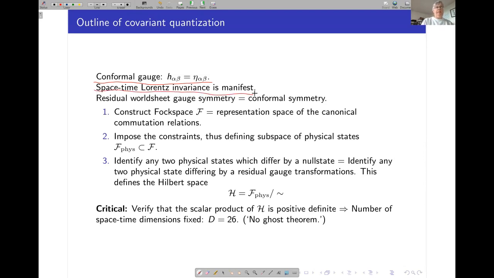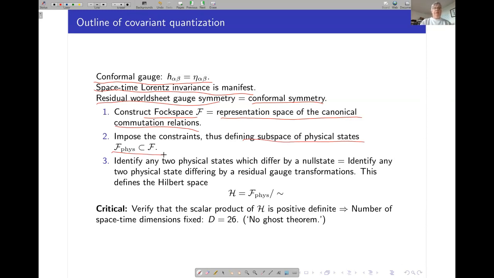But we have to bear in mind that we have a residual worldsheet gauge symmetry, namely conformal symmetry. The construction proceeds in 3 steps. The first step is we represent our canonical commutation relations on some space F, which we call the Fock space. Then we impose the constraints, and this selects a subspace, namely the subspace of physical states.